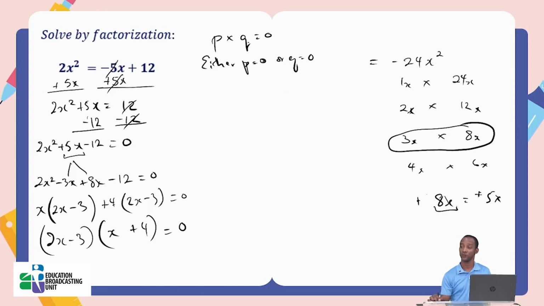Because if p is 0, 0 times q is 0. And if q is 0, then 0 times p is 0. Or both could be 0. So it's the same thing here. We have two binomials multiplying, and because the product is 0, it means that one of these binomials must be 0. All right, either the 2x minus 3 is 0, or the x plus 4 is equal to 0.